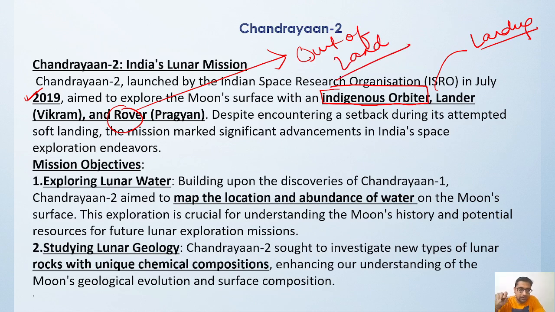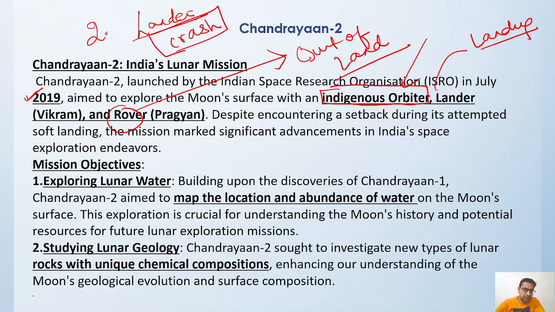Only a part of this failed. We were able to properly insert the orbiter, but when we tried to land the lander, it crash landed just before it reached the surface. I think it was 2.1 kilometers away. After that, we just got disconnected and it crash landed. So the lander part of it failed, but actually half of the mission was already successful, since in the first part we had discovered that there is lunar water.